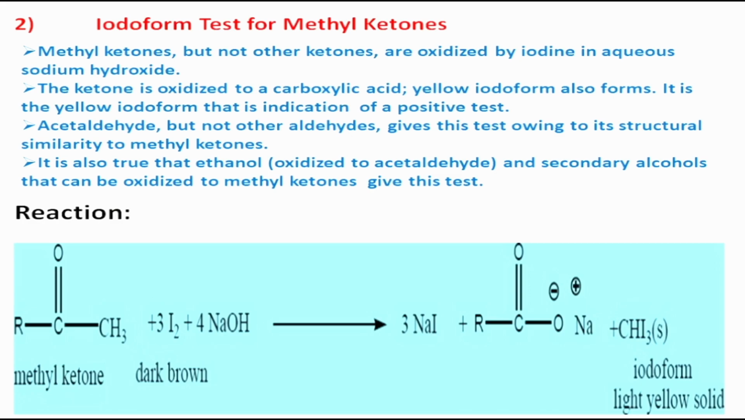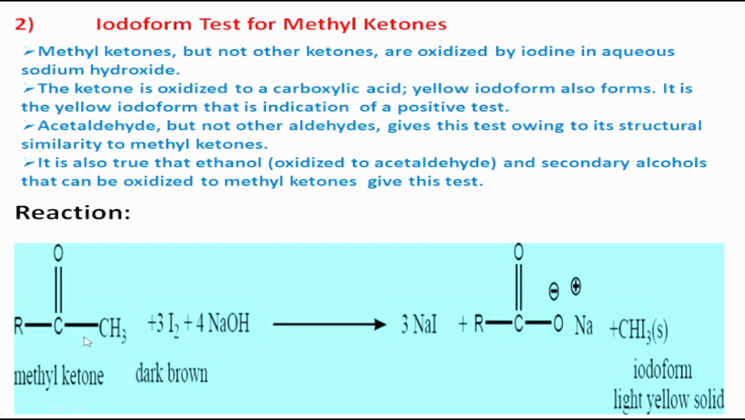It is also true that ethanol, oxidized to acetaldehyde, and secondary alcohols that can be oxidized to methyl ketones give this test. So the limitation of the iodoform test is that ethanol or any secondary alcohol which converts to methyl ketones via oxidation will also give this test. So there is an ambiguity. So what is happening in this reaction?